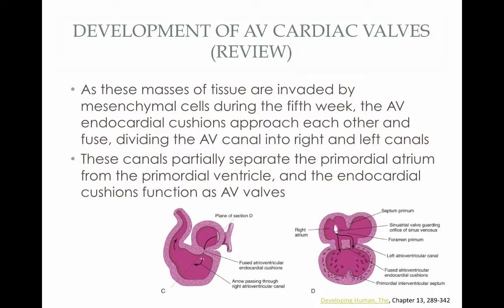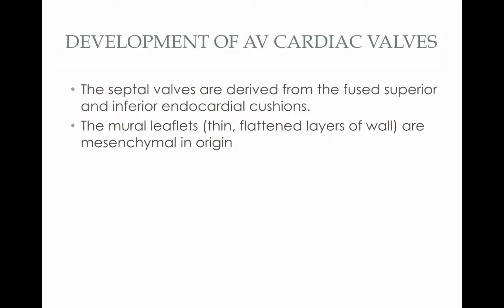And just as a review too, as these masses of tissues invade the mesenchymal cells during the 5th week, those cushions approach each other and divide into the right and left channels. These channels partially separate the primordial atrium, so left side and right side, from the primordial ventricle, and the endocardial cushions function as atrioventricular valves as well. So now we start to see blood flow, right, as we talked about, coming in and then kind of dividing. You can see now our chambers are starting to develop.